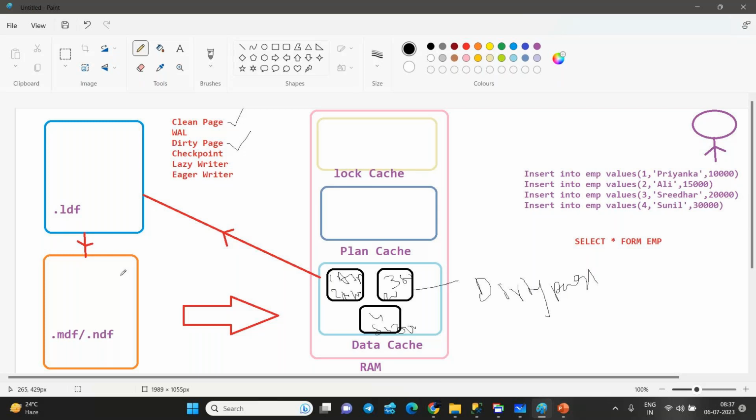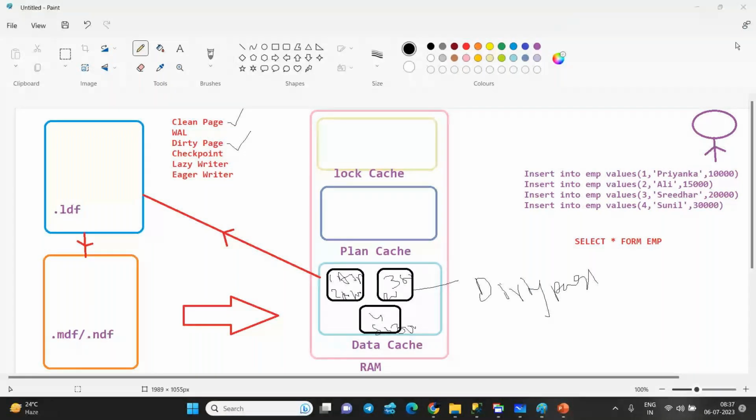Very important interview question, sir. What is a clean page? The page which is not yet modified in the buffer. The page which is modified in the buffer but not yet moved to the MDF file, those pages we will call dirty pages. Okay, everyone is clear about the clean page and dirty page.